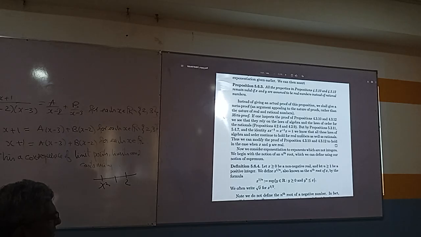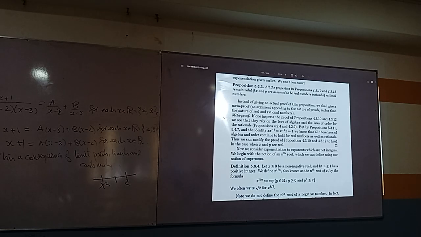Now we consider exponentiation to exponents which are not integers. We begin with the notion of nth root, which we can define using our notion of supremum, he says. Let x greater than or equal to 0 be a non-negative real, and let n greater than or equal to 1 be a positive integer. We define x to the 1 over n, also known as the nth root of x, by the formula x to the 1 over n is supremum of y belongs to R, y greater than or equal to 0, and y to the n less than or equal to x. That's how he is defining.